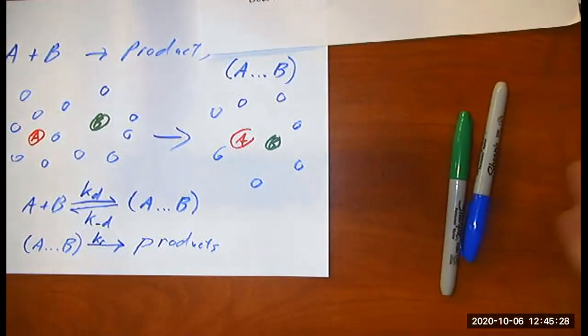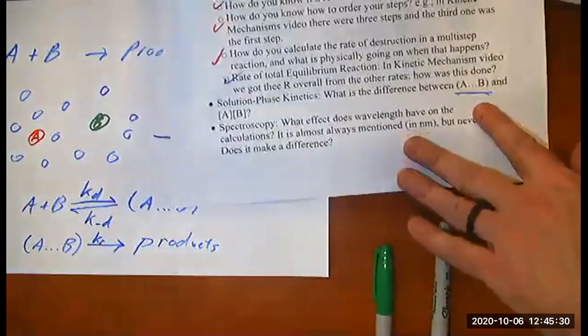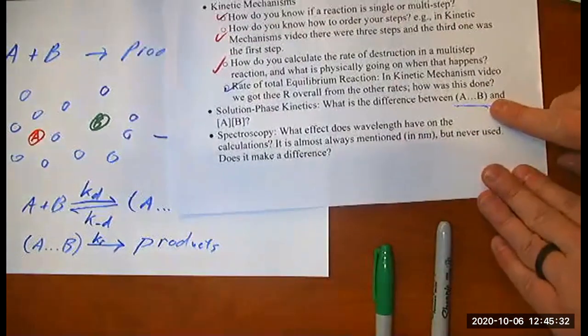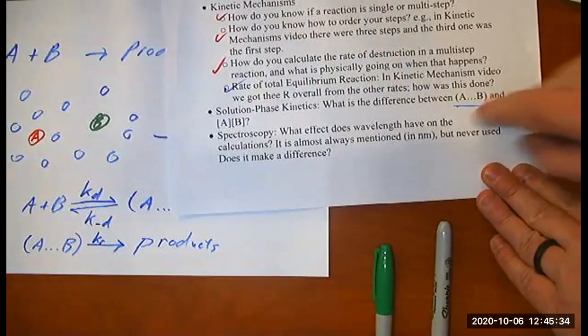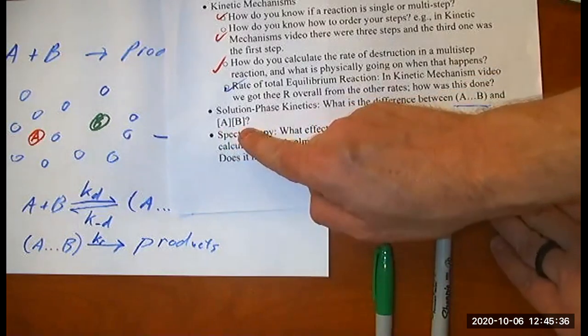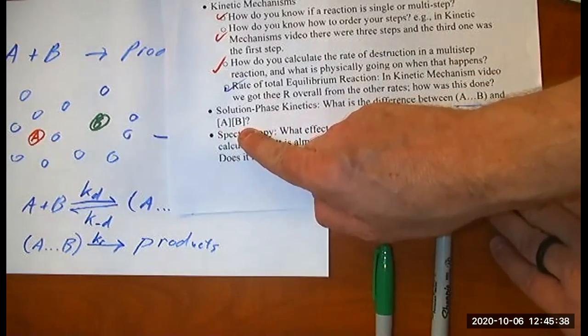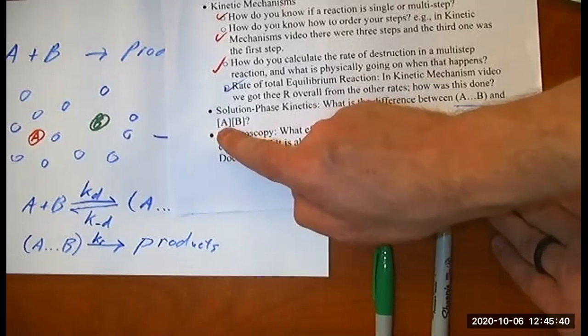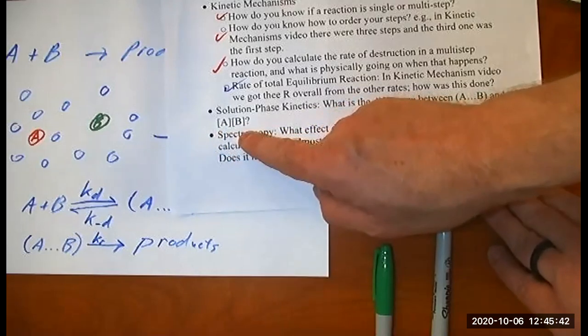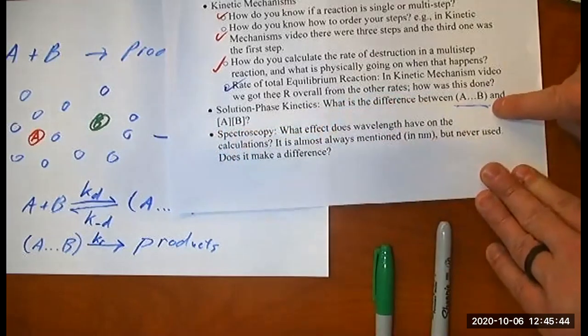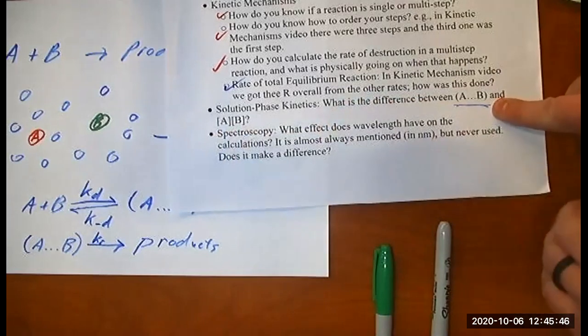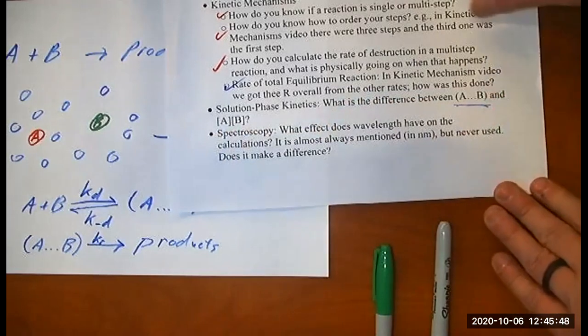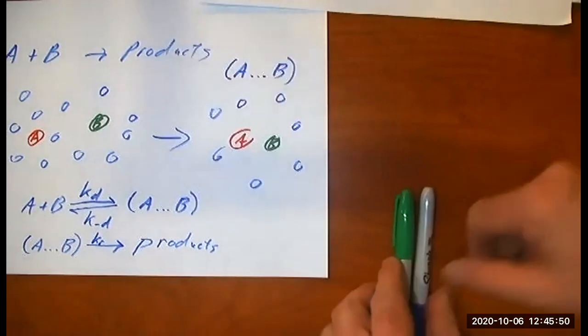So the specific question that was being asked here was trying to understand the difference in the notation between this and then just the concentrations multiplied by each other. They are very different things. This is the concentration of A times the concentration of B. This is a different component. This is the encounter complex that is being held together by the solvent cage.